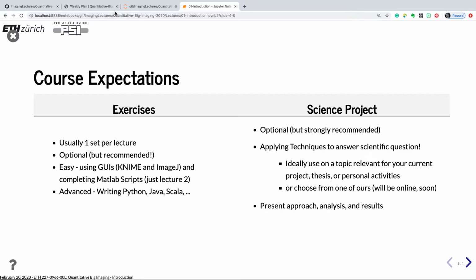Then there is a science project. This is an optional project where you can take a piece of your master thesis or your PhD project and work on that, and we will guide you. And in the end of the course, we will have some presentations where you can present what you have achieved. Say 10 minute presentations. So it's optional. It's a little bit more work, but I hope it will help you, and also that many of you decide to do it, because that will enrich your experience from this course.